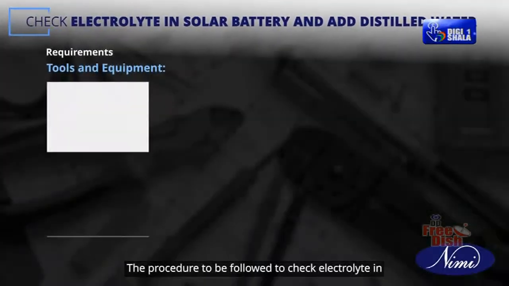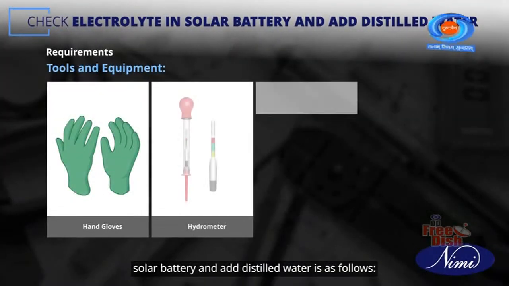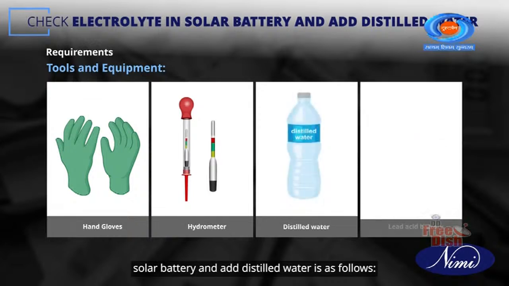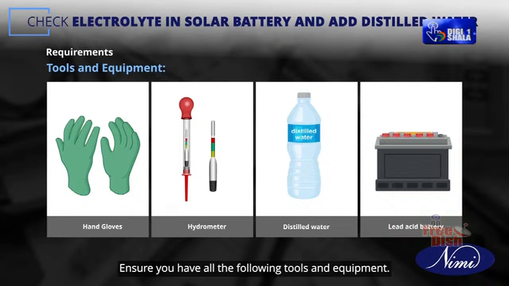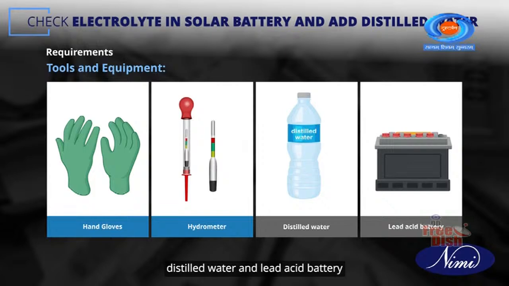The procedure to be followed to check electrolyte in a solar battery and add distilled water is as follows. Ensure you have all the following tools and equipment: hand gloves, hydrometer, distilled water, and lead acid battery.